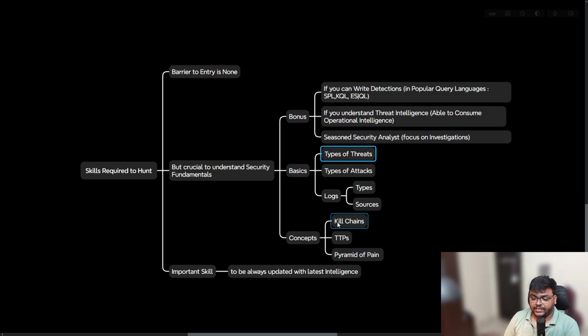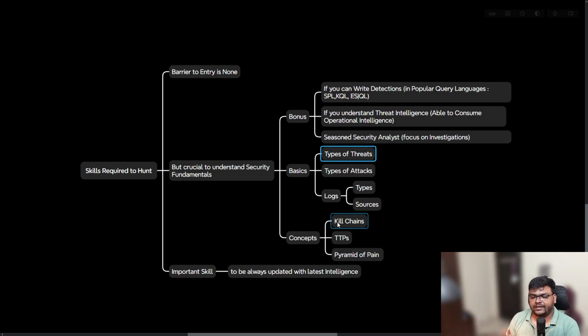You should also understand TTPs in depth. Understanding of TTPs is important because the better you understand TTPs, the higher you will be up in the pyramid of pain, right? We all understand the pyramid of pain. It's a pyramid where at the bottom there are artifacts that are easy for an attacker to change, and at the top there are behaviors and tools that are most difficult for an attacker to change. So we want to be in the top region, right?